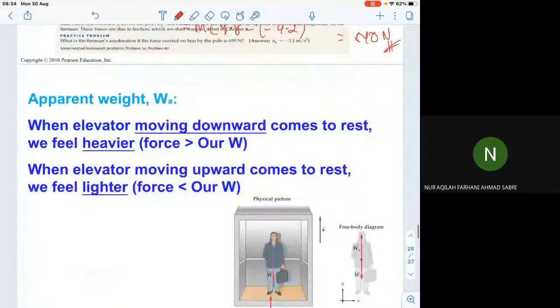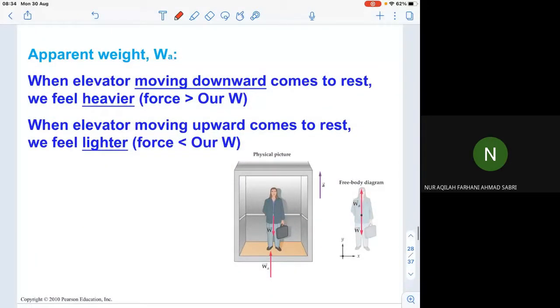All right, so let's go to the apparent weight. When the elevator moving downward comes to rest, we feel heavier. Why? When we are using an elevator, or lift, for instance, we should know about apparent weight. Apparent weight is just another term for normal force. The normal force is actually the apparent weight. Why? Because in this case, we can see that the apparent weight direction is here.